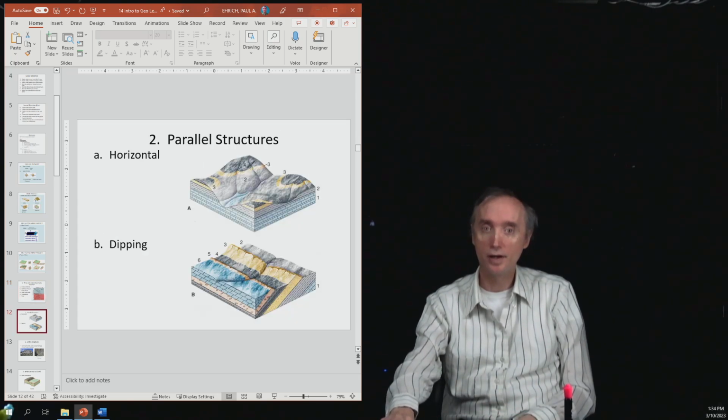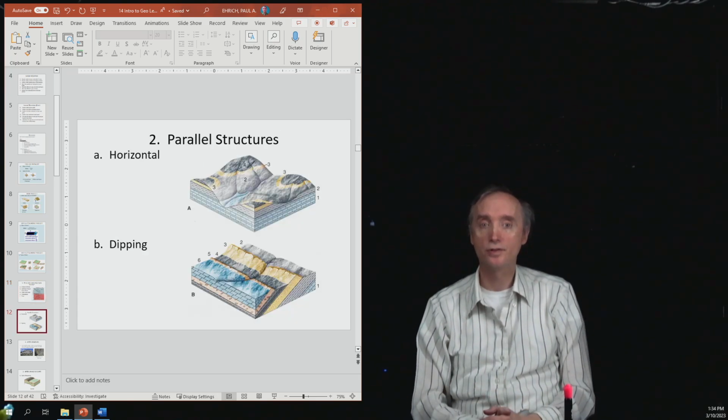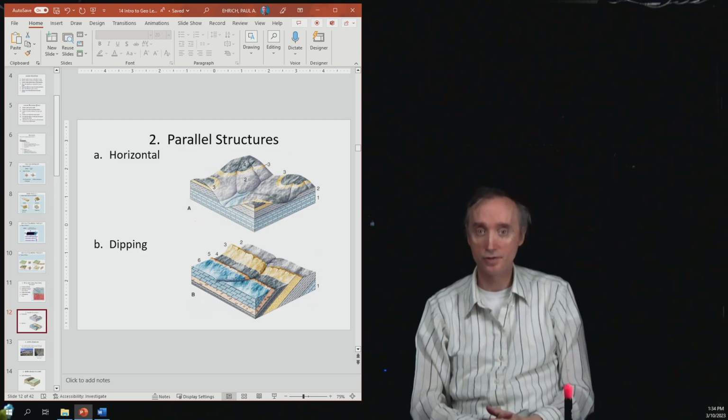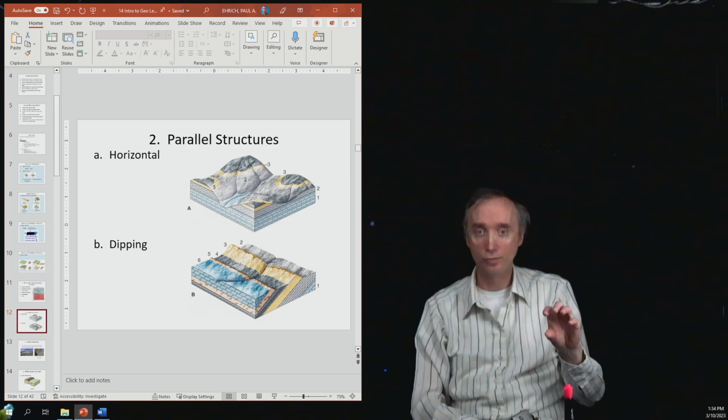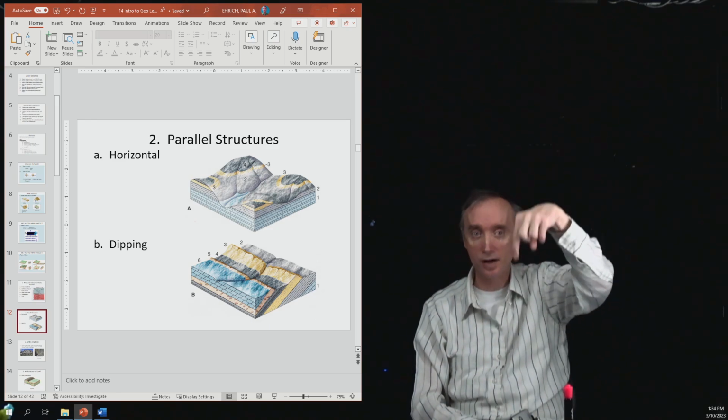Okay, let's take a break, and when we come back, we're going to talk about parallel structures and what they look like from the side view, and then what they look like from the top-down view.